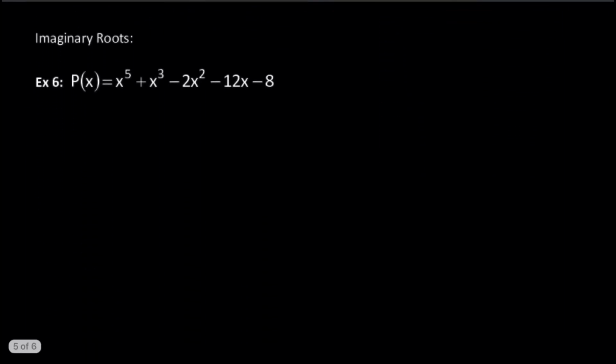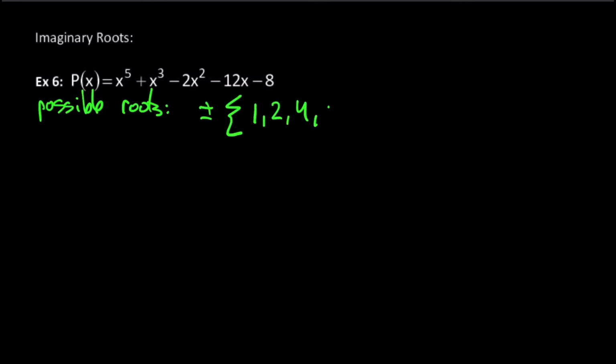How about imaginary roots? Oh, this one's going to be fun. 5th degree. So again, first thing, I'm going to just add my coefficients. 1 plus 1 is 2, minus 2 is 0, minus 12, minus 8. Nope, I know 1's not going to work. So let's list our possible roots: plus or minus factors of 8. 1, 2, 4, 8. My leading coefficient is just 1, so I'm not going to be dividing by anything here.